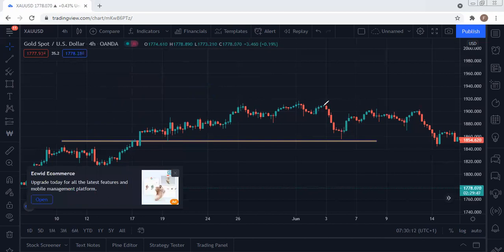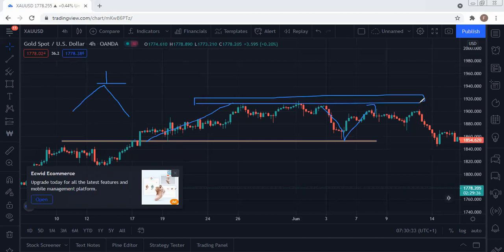A dragonfly doji indicates a buy opportunity, while a gravestone doji indicates a sell opportunity. Meaning, if you see this move, maybe this move, it goes up to a certain point, and at this point you spot a gravestone doji. After drawing your structure, you see the last candle ends there as a gravestone doji, then it indicates that this is a trigger for you to sell. The same thing goes for buy with a dragonfly doji. When it is selling, you spot it on a structure, then it is a trigger for you to buy.